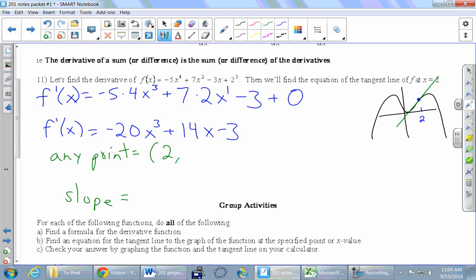How would you find the y coordinate of that point? Plug it into what? Into the original equation, into the f equation. The point is on the tangent line, but it's also on the curve. And if you want to find the y for the curve, you just plug it into the original. So right in here, we need to put f of 2. Okay, can somebody do that calculation and then we'll get it in a moment. And while we're waiting on a calculation, we'll move on to the slope.